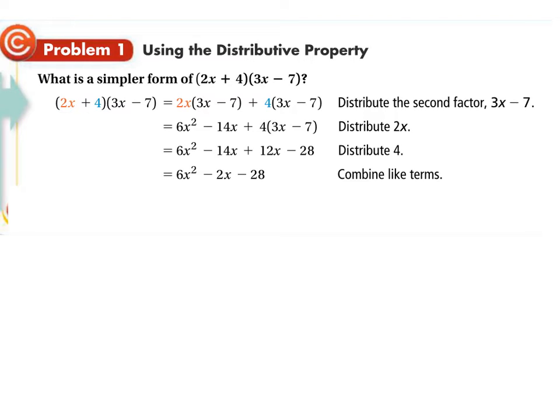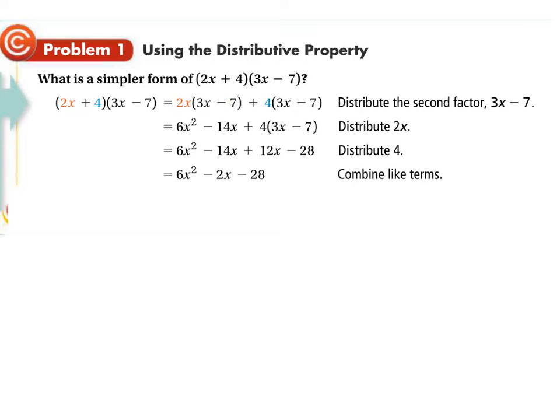So they're saying, what is the simpler form of 2x plus 4 times 3x minus 7? As I said earlier, you want each piece of this to multiply with both things in the other binomial. So what they're doing here is they're taking this first one, where you see 2x here, and they're saying, let's take that 2x and distribute that into the binomial. Multiply it by 3x, multiply by negative 7. And let's take this piece, the positive 4, and distribute that into this binomial. And when you do that, 2x times 3x is 6x squared.